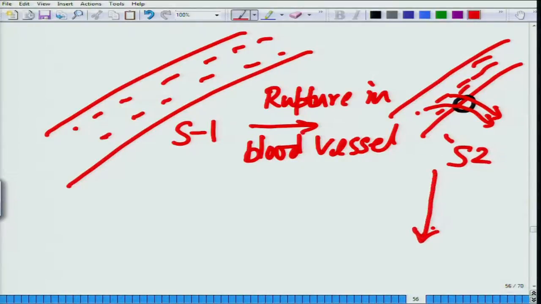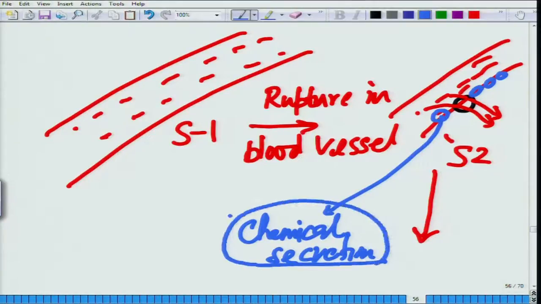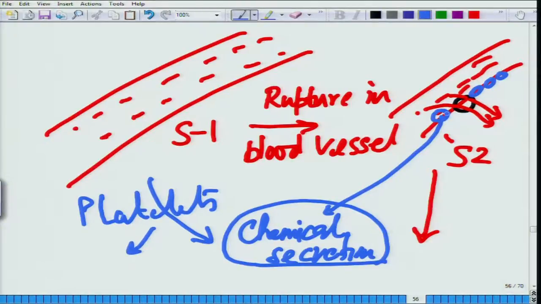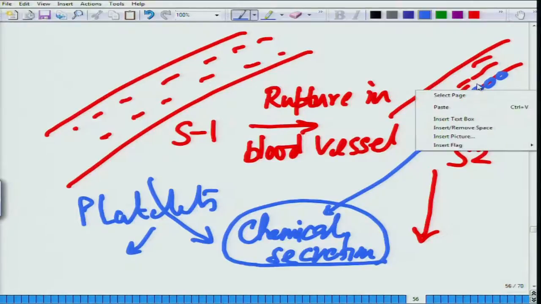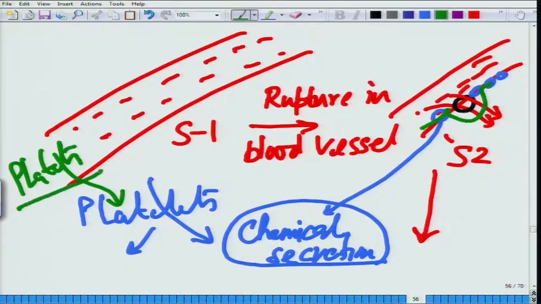The next reaction is this: the surrounding cells, which are lining the vessel, secrete certain chemicals. This is chemical secretion following the rupture of the vessel. These chemicals recruit the platelets from the blood, and these platelets start forming a kind of plug in order to close that leakage. This process is further enhanced by the platelets, because platelets further recruit more platelets to do this job. And this kind of system is called a positive feedback loop.